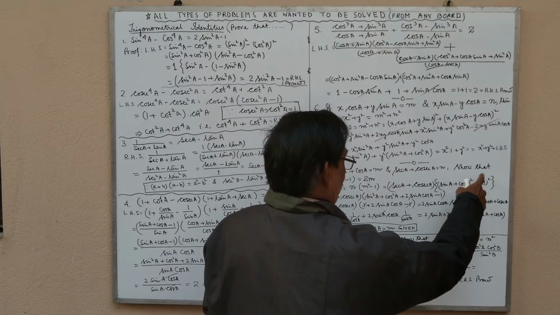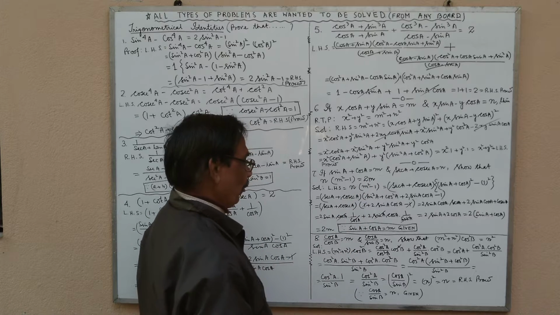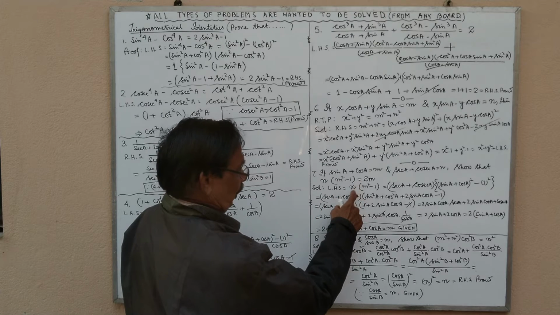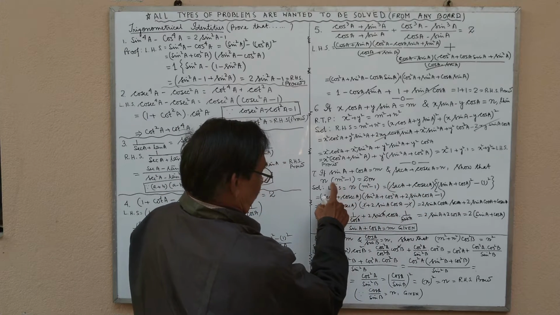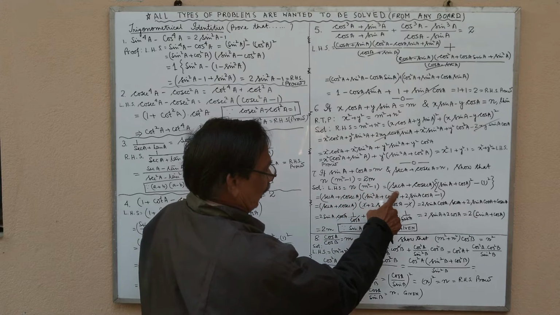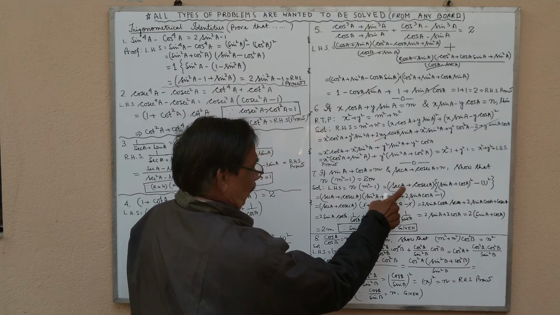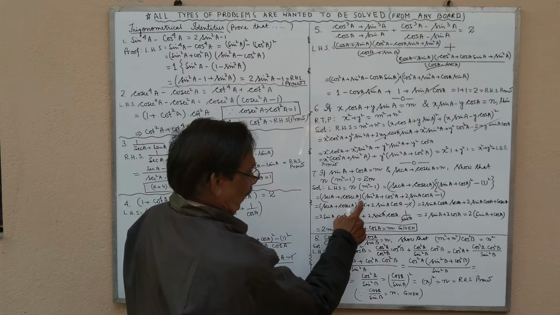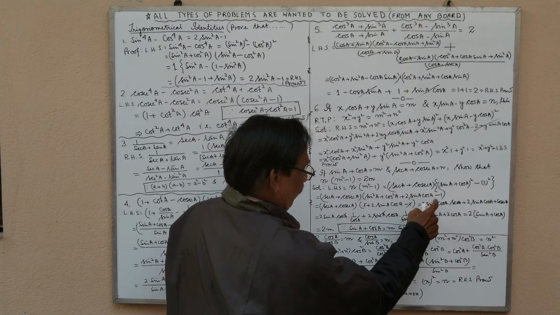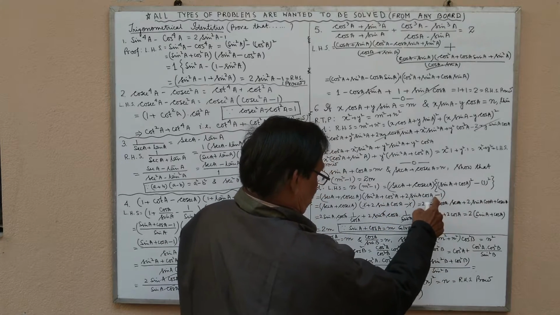Next, another one: sin a plus cos a equals m and sec a plus cosec a equals n. We have to show that n into m square minus 1 equals 2m. Let us take the left hand side, n into m square minus 1. Putting the values of n and m, we will get this: n is sec a plus cosec a, and m square is the whole square, a square plus b square plus 2ab, minus 1.